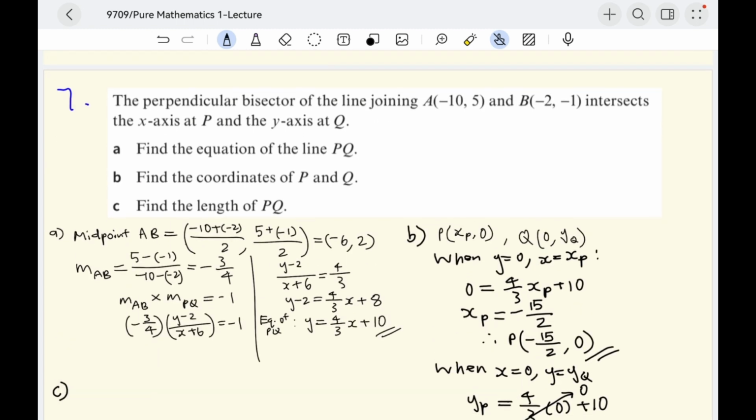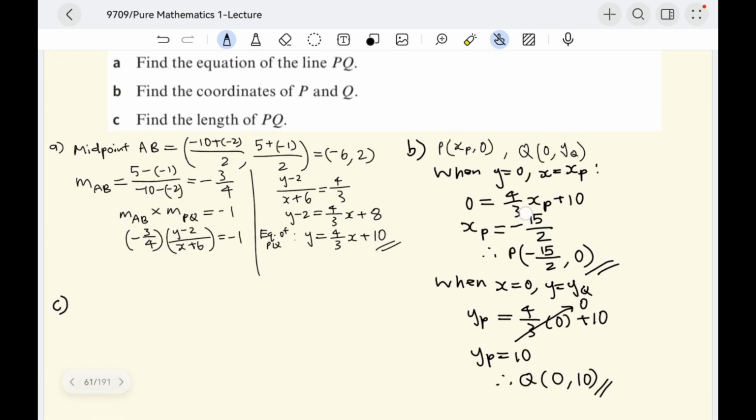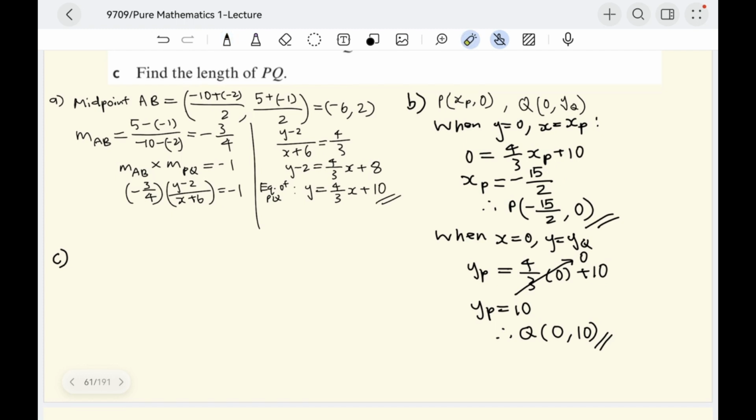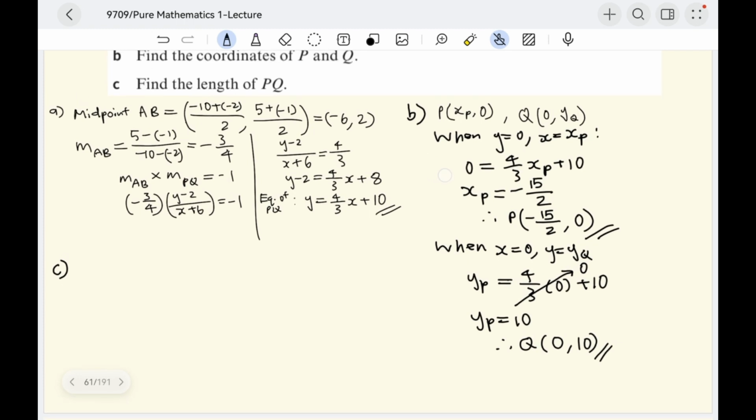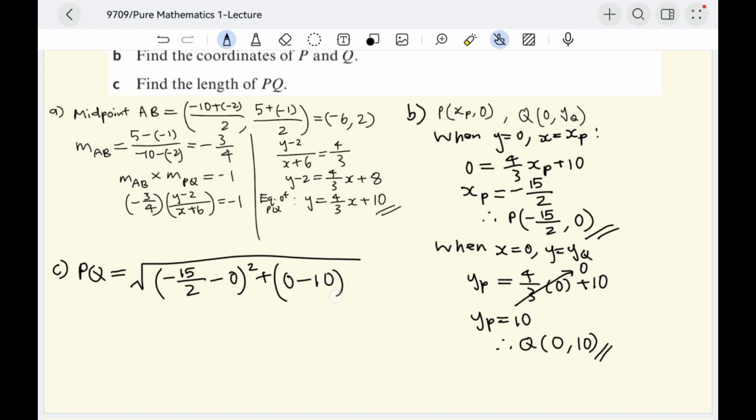Part C: find the length of PQ. Since you have obtained the coordinates of P and Q, it's easier for you to find the length of PQ by using the distance formula. Just press your calculator and see how much you get.